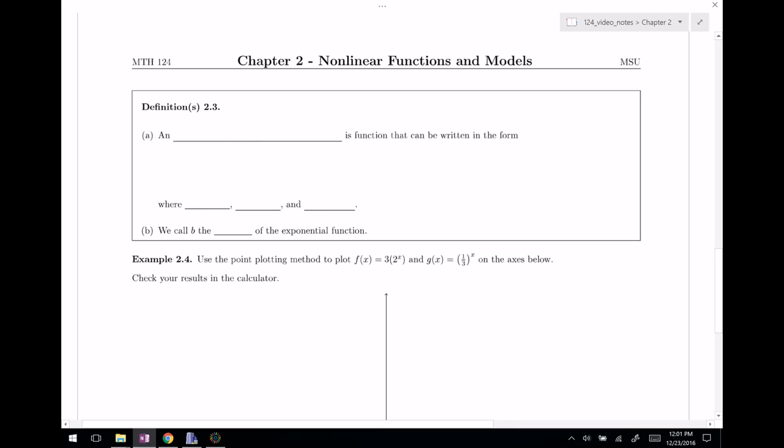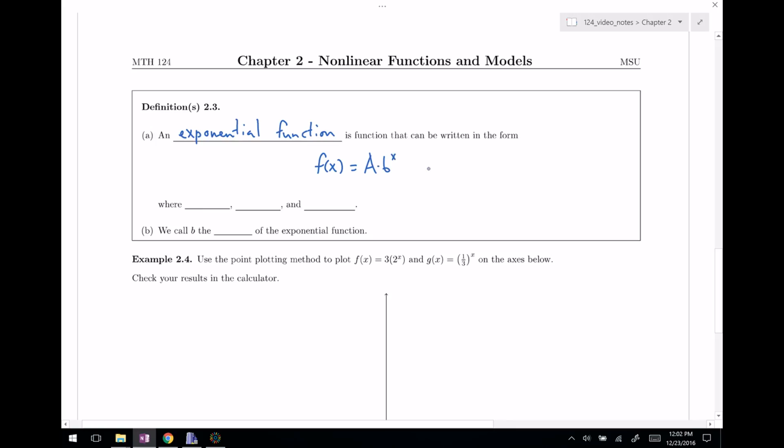The claim came up in chapter 1, section 2, but I want to have it in these notes as well. So exponential functions are functions that look a certain way, right? They can be written in the form, and I'll use f of x is equal to a times b to the x.